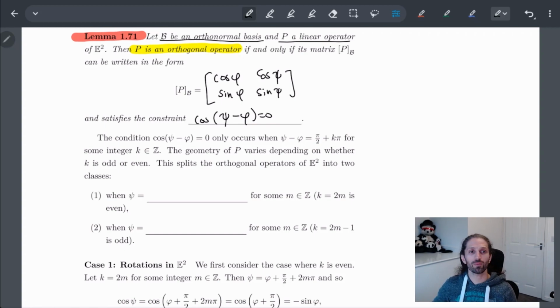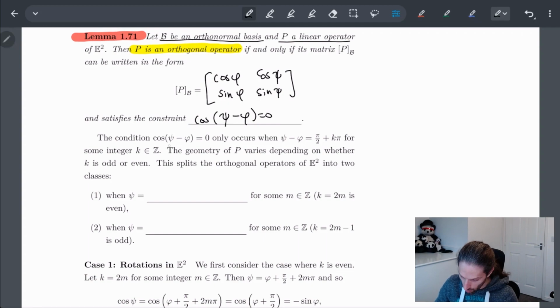So remember last time we had this lemma 171, which basically said if I have an orthogonal operator in E2, then this is orthogonal if and only if the matrix can be written in the following form. So I have cosine, sine, cosine, sine, such that cosine of psi minus phi is equal to 0. Now, I said we would discuss this condition a little further. So what is this condition?